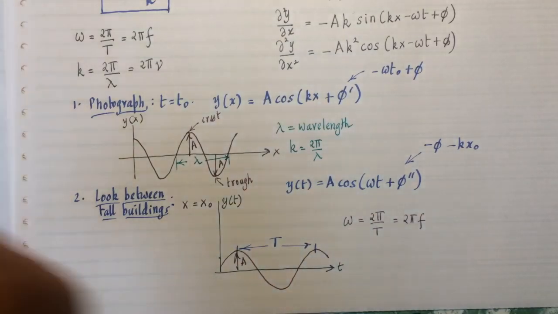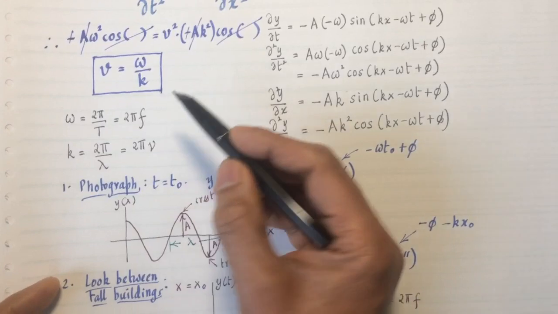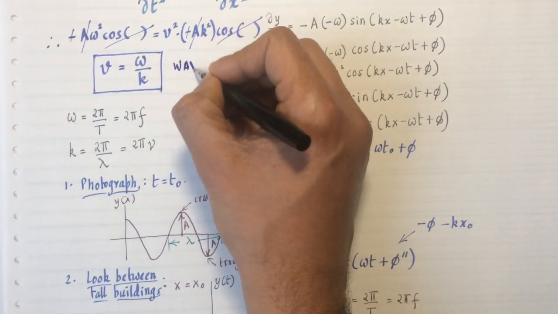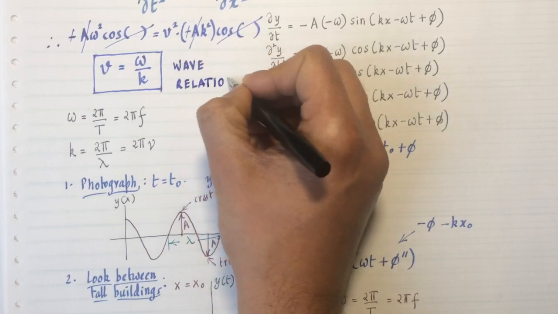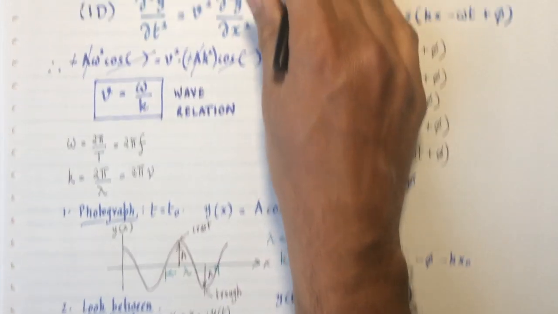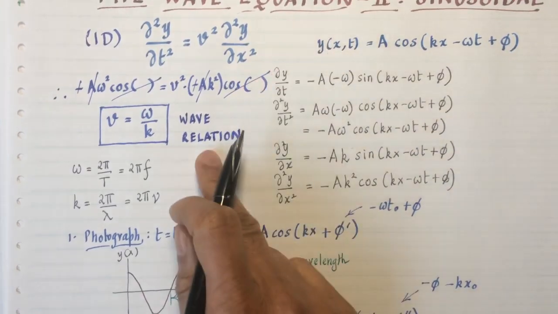Now let's write everything. This is sometimes called the wave relation. It's a very famous thing, as opposed to the wave equation. So please don't call this the wave equation. That's the wave equation. That's the wave relation.